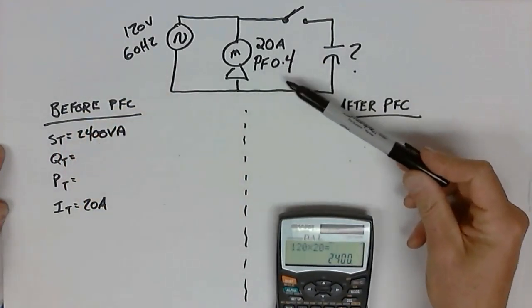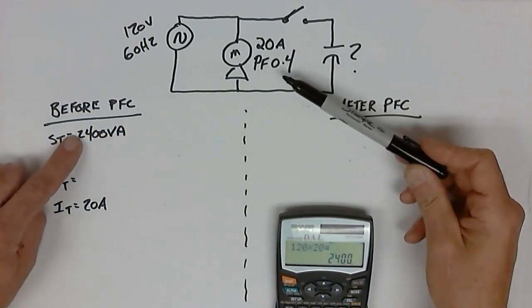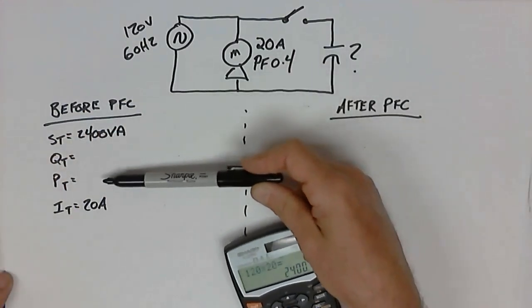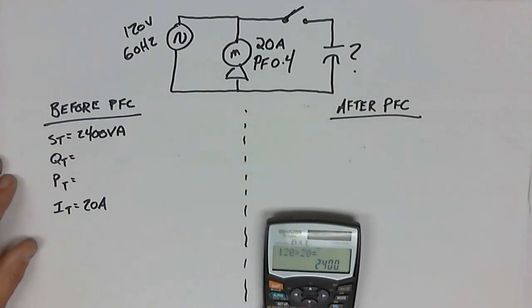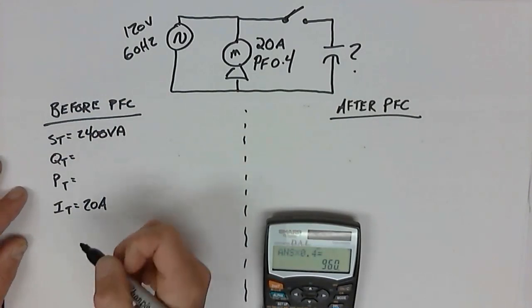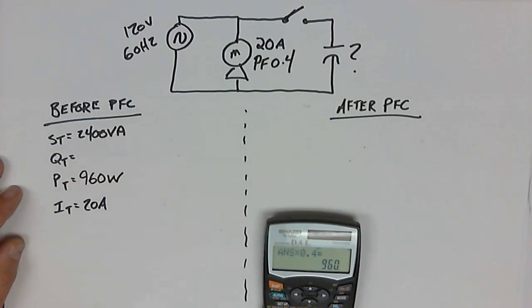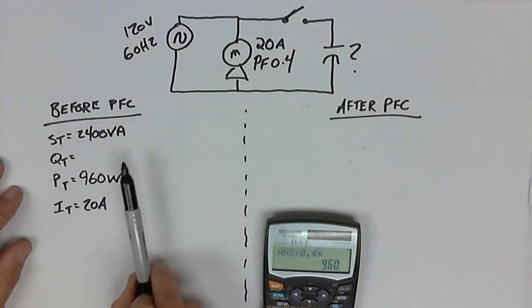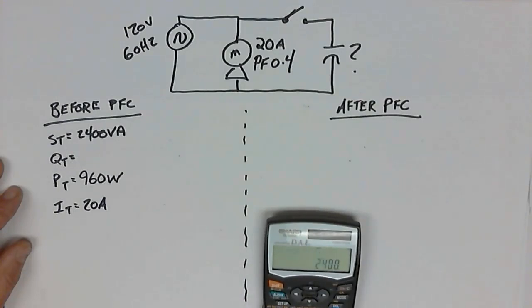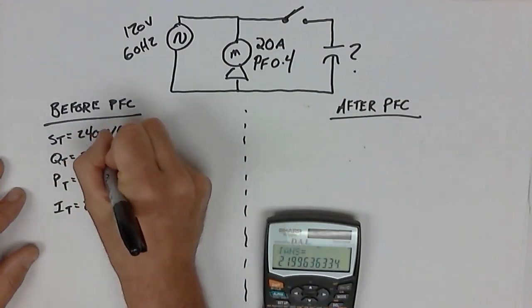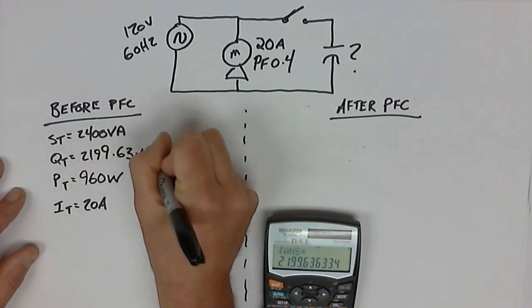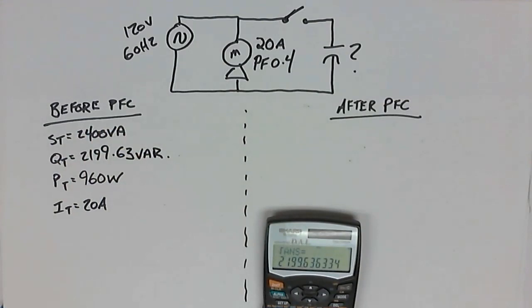Now, let's look at the power factor. If I take the VA and we multiply it by the power factor, that should give me my watts. So 2400 times 0.4, 960 watts. And then finally, we can work out the Q, and for Q, I typically use Pythagoras. So 2400 squared minus 960 squared, square root the whole thing, and we end up with 2199.63 var.